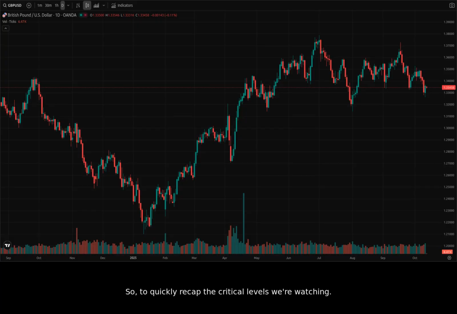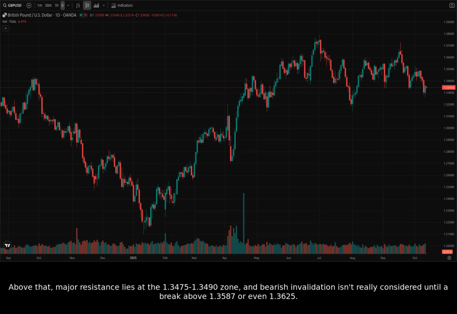So, to quickly recap the critical levels we're watching. Immediate pivotal support is the recent low around 1.3280. Below that, key supports are at 1.3200 and then 1.3140. Immediate resistance is the 1.3400 level. Above that, major resistance lies at the 1.3475 to 1.3490 zone, and bearish invalidation isn't really considered until a break above 1.3587 or even 1.3625.